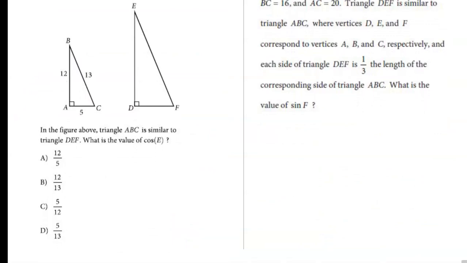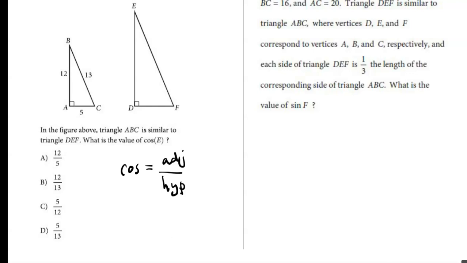All right. Number 10, the triangle above, ABC is similar to DEF. What is the value of the cosine of E? All right, so quick trig refresher. Cosine is the adjacent leg over the hypotenuse. So I'm looking for the cosine of angle E.